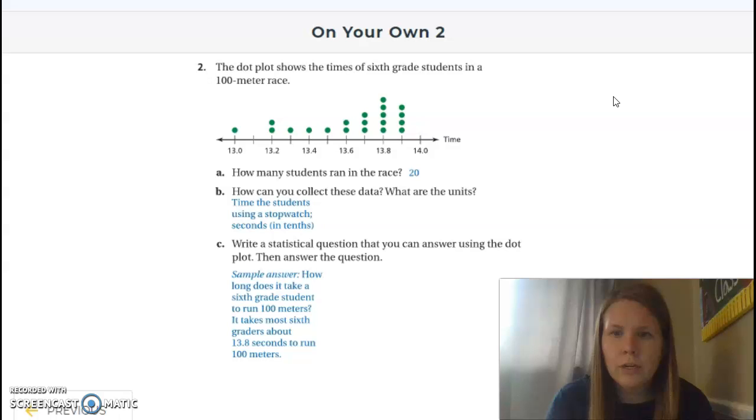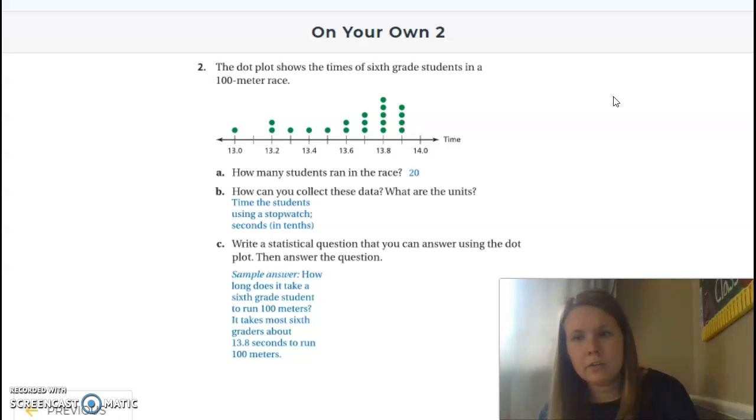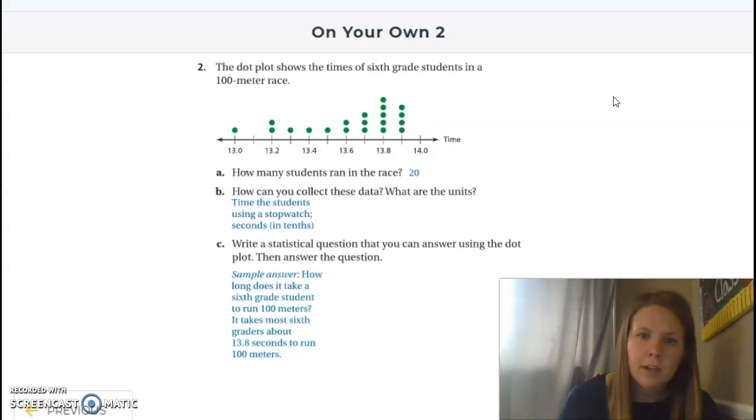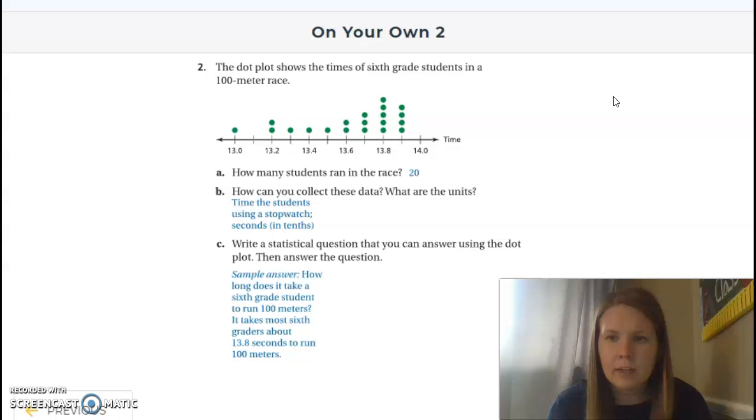Then your statistical question you could have come up with, so they have a sample answer here, is how long does it take a 6th grade student to run 100 meters? Or you could say, how long does the average 6th grade student take to run 100 meters? So being specific on the fact that it's a 100-meter race as well as 6th grade, and then being able to answer this. So when you take a look at your data, more than likely you're going to go with the answer that has the peak or the highest amount of numbers.